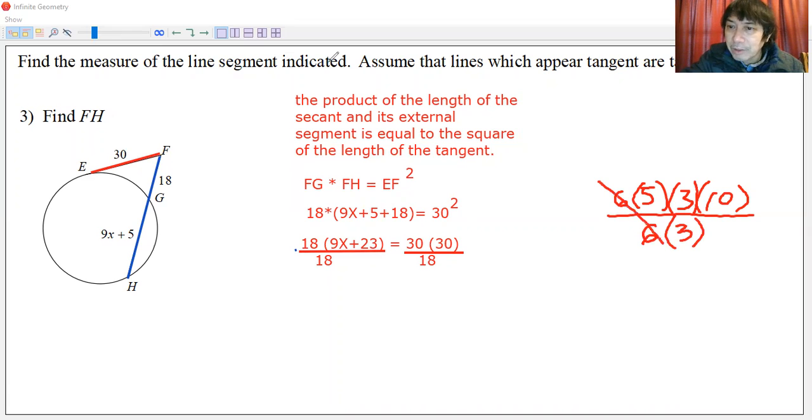And so we cancel out the 6, we cancel out the 3. We have 5 and 10, that means 50. There, okay? And so this cancels out. And so we know 30 times 30 divided by 18, that's 50. So we will continue with our next line, 9x plus 23 is equal to 50.